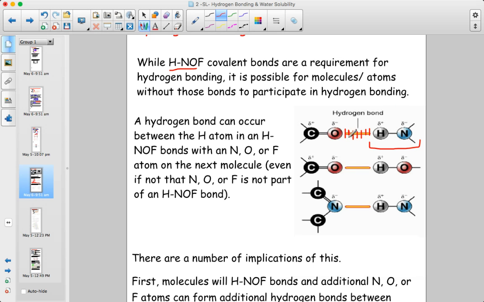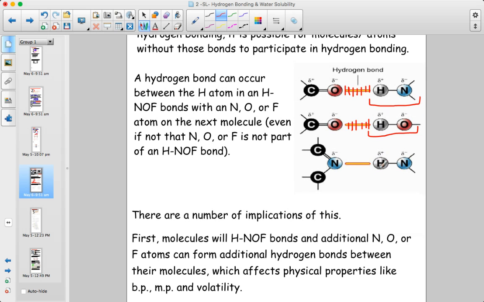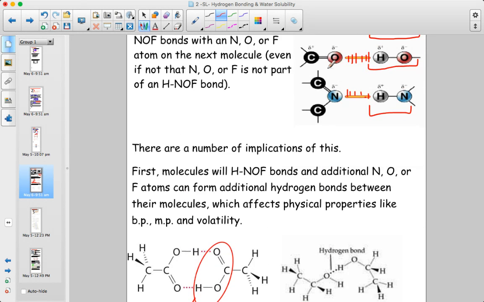So hydrogen bonding is possible so long as one of the molecules involved has an H to N, an H to O, or an H to F covalent bond. So this bond over here is what allows a hydrogen bond to form between this H and that oxygen. Same thing can happen here. Once again, this bond is providing the H-nuff bond, and this one is not, but a hydrogen bond can still take place between them because of that first H-nuff bond. And one more time, only this one is providing the H-nuff, but this N on the neighboring molecule could form a hydrogen bond with that H. So there are going to be some implications of that.